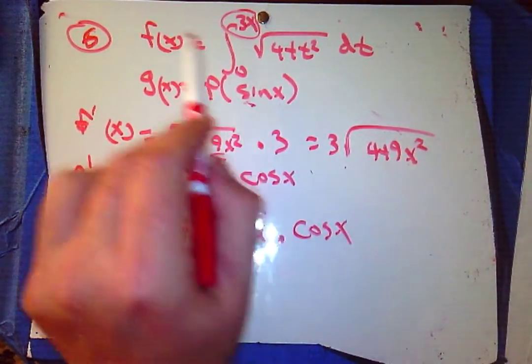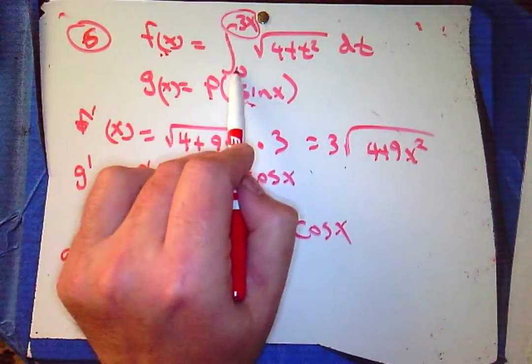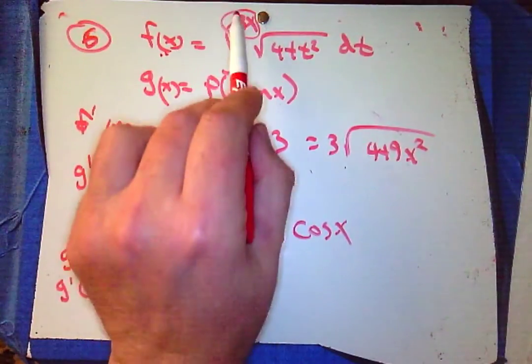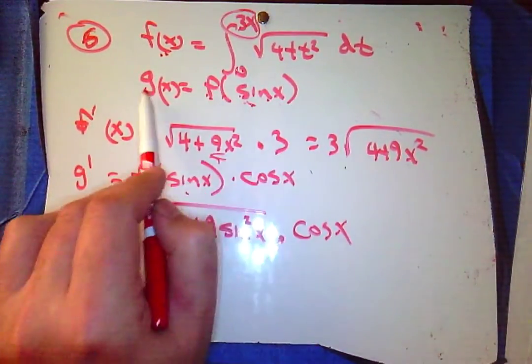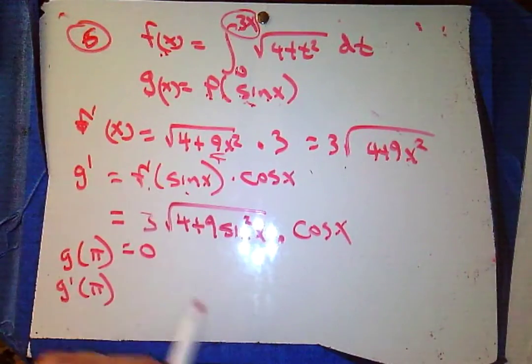F of 0. Well, here's f. F of 0 is the integral from 0 to 0. Well, the integral from 0 to 0 is 0. So f of 0 is 0. So g of pi is 0.